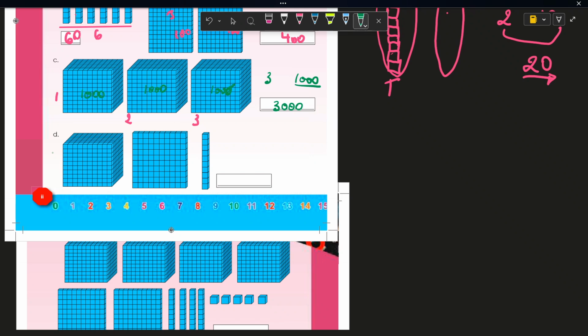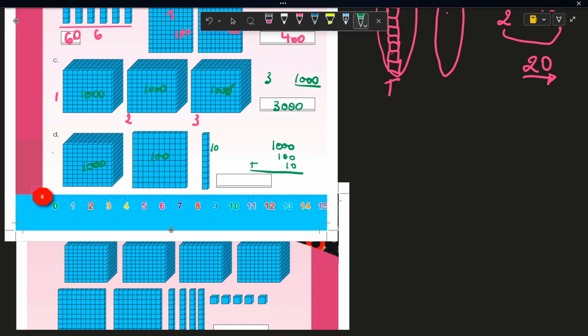Now the next object here, what do we have? This object is called 1,000. This object is called 100. This one is called 10. That's the next question, Question D. How do we put them together? 1,000, 100, and 10. We need to sum them up. We can put them together like this: 1,000 plus 100 plus 10.